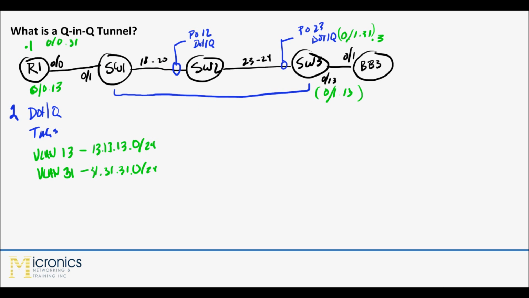That VLAN is going to be VLAN 100. And that VLAN will be propagated or populated on all three of the devices inside of what we're referring to as our service provider cloud.